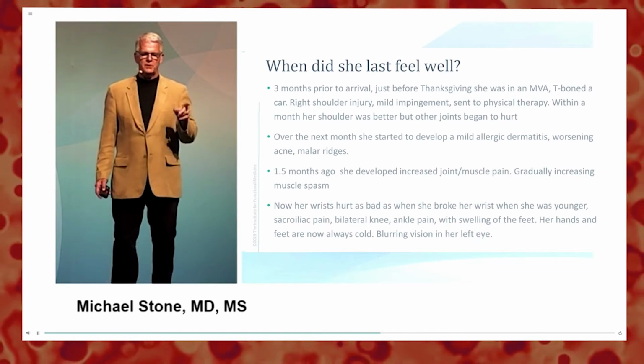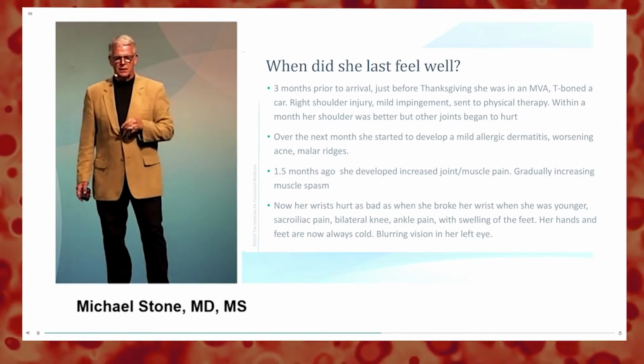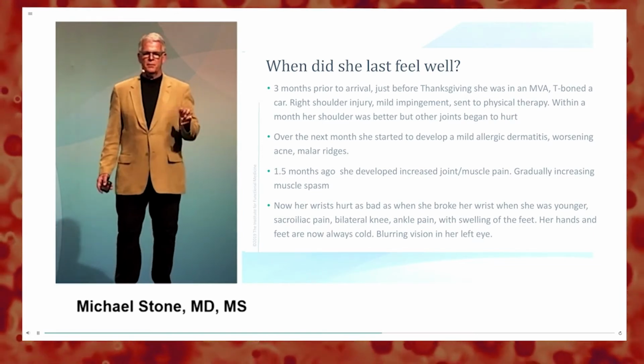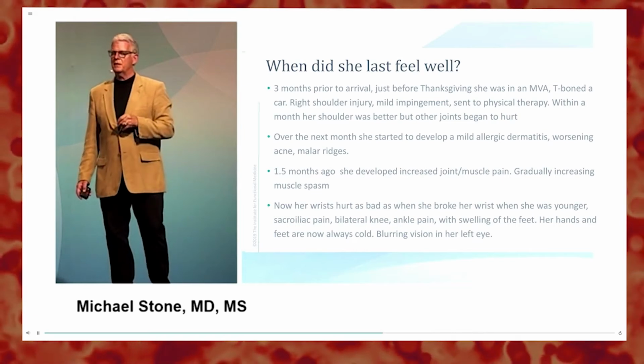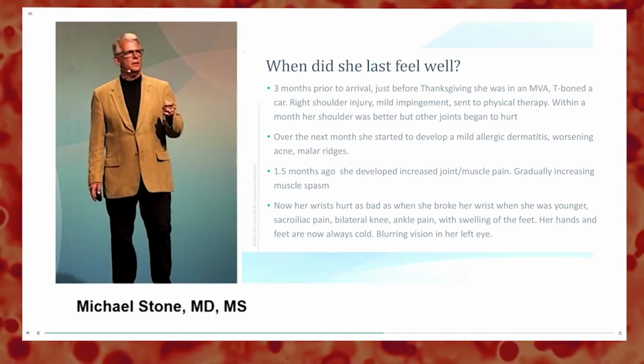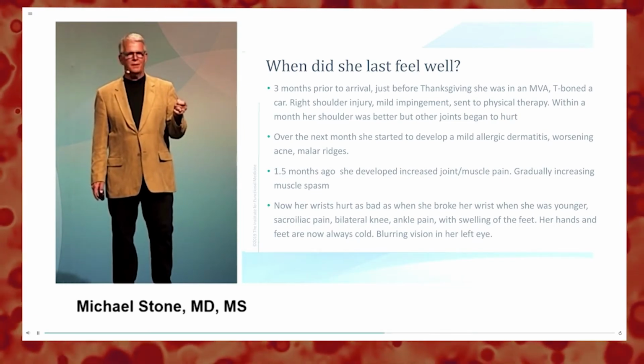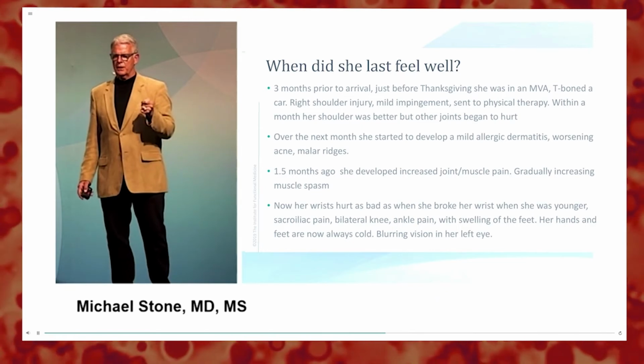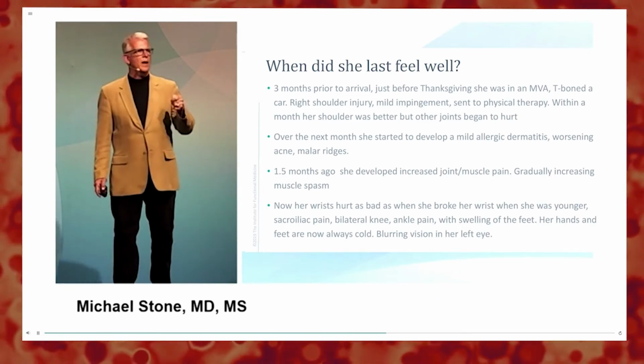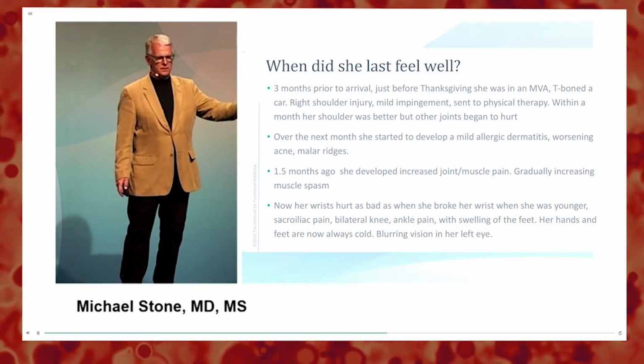She T-boned her right shoulder. She had some impingement injury. She was sent to physical therapy. Within a month, her shoulder was better, but then her joints began to hurt. What's happened? Think about that. What was her trigger? And then what happened physiologically to her?